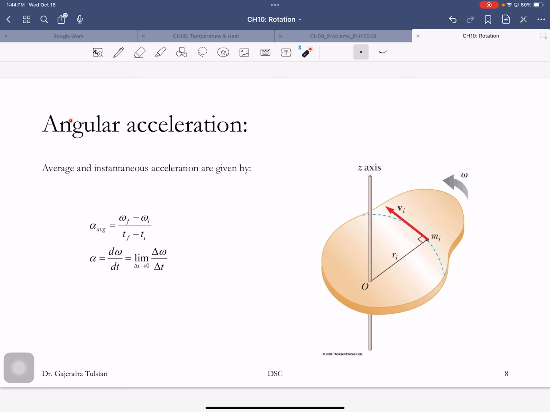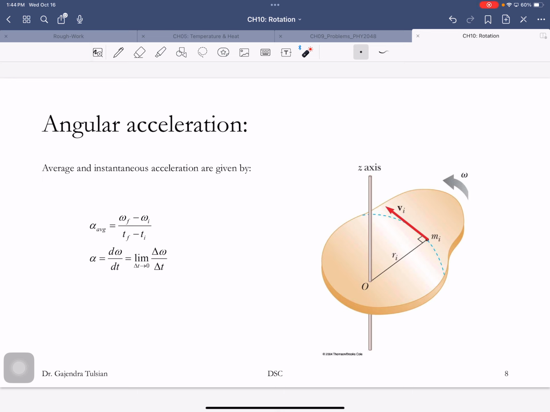When do you have acceleration? You have acceleration when the velocity changes. So we're talking about angular acceleration. Angular acceleration is denoted by alpha. And when angular velocity changes, then you have acceleration. So angular acceleration is d omega by dt, the time derivative of that.